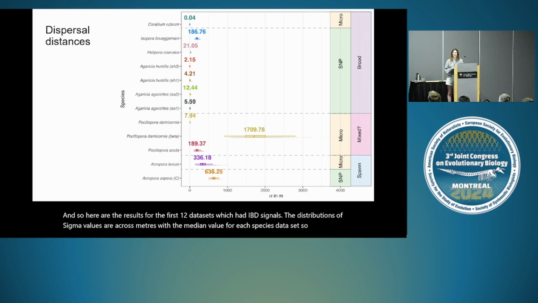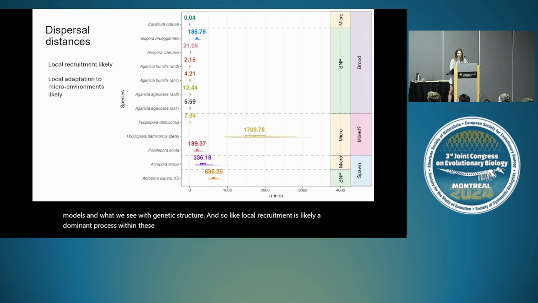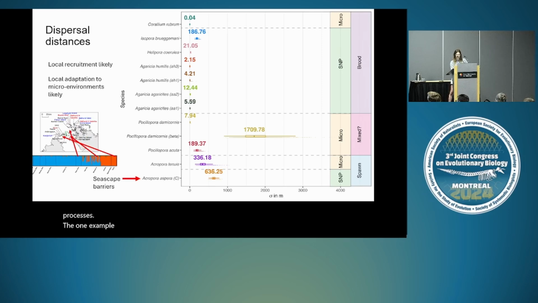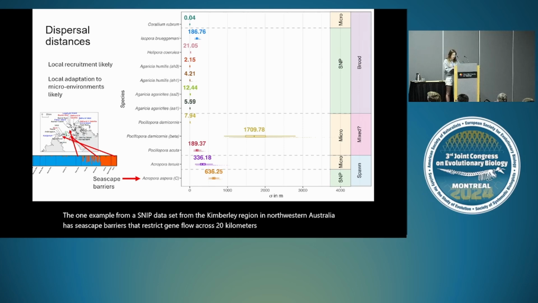These dispersal distances are surprisingly small and well under what's predicted using biophysical models and what we see with genetic structure. Local recruitment is likely a dominant process within these examples, and it's also likely that there's local adaptation to microenvironments, as restricted dispersal can accelerate adaptation processes. The one example from a SNP dataset from the Kimberley region in northwestern Australia has seascape barriers that restrict gene flow across 20 kilometres, but the dispersal distances are restricted across hundreds of metres.